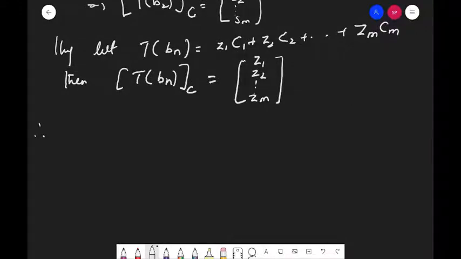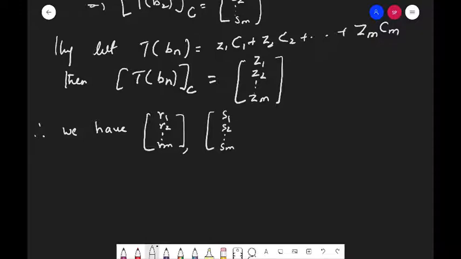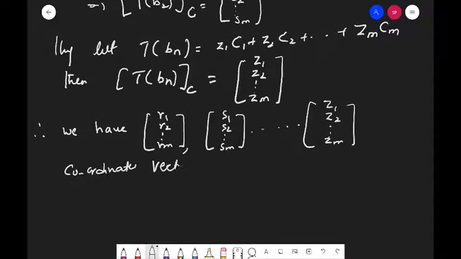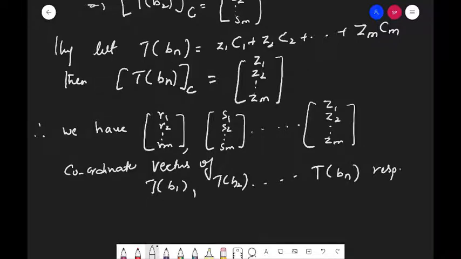That therefore we have R1, R2 and so on Rm, S1, S2 and so on Sm, and so on Z1, Z2 and so on Zm, coordinate vectors of T of B1, T of B2 and so on T of Bn respectively.